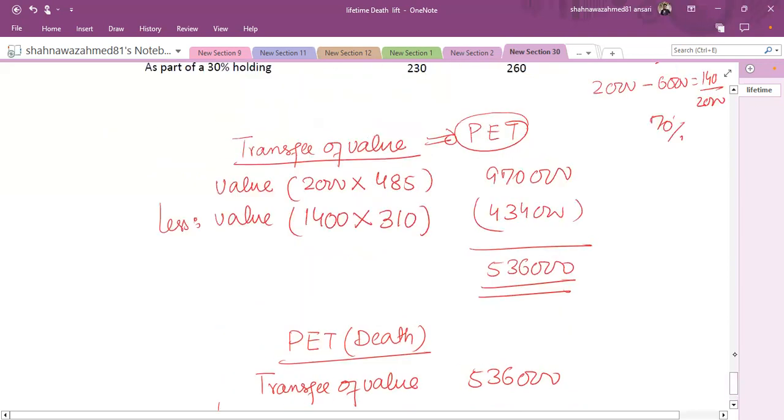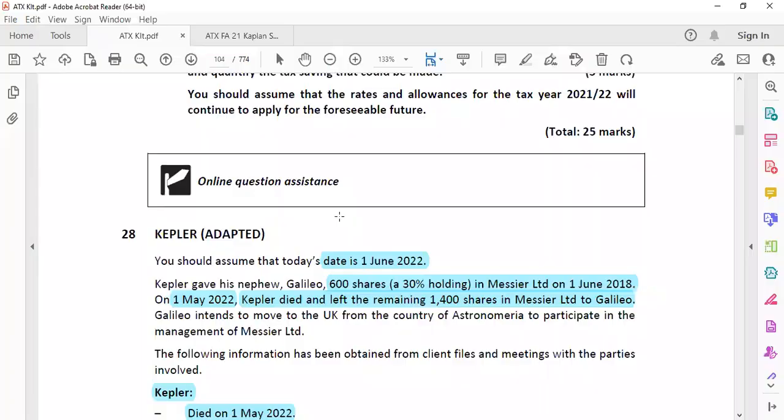And the annual exemption. So we need to find out the tax year of the gift, and the tax year of the gift is 2018-19. This is the tax year of the gift.